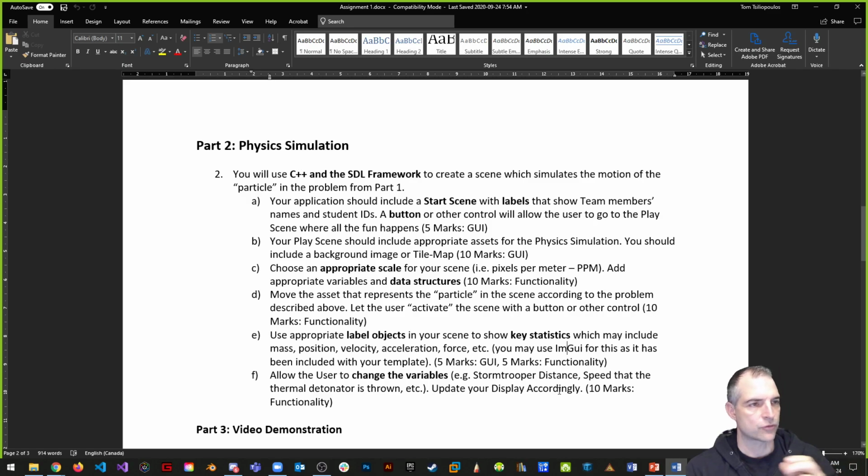As an example, when you track the particle, even though I say it's going to be at 95 meters per second, I don't expect you to move 95 pixels per second or per frame. You need to make it appropriate, which means you need to scale it according to your screen size so that it can be seen and that it makes sense. If it's so fast that it flies off the screen, that's not going to help me and it's not going to help you. Okay, so that's your physics simulation part.